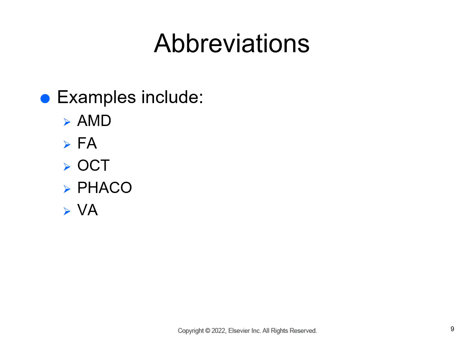So abbreviations are AMD, which means age-related macular degeneration, FA, which is fluorescein angiography, OCT, which stands for optical coherence tomography, phaco, which, as we looked at earlier, is phacoemulsification, and VA is visual acuity.